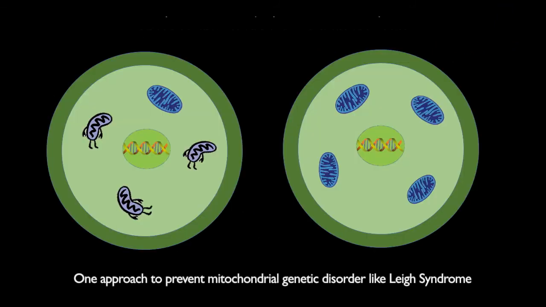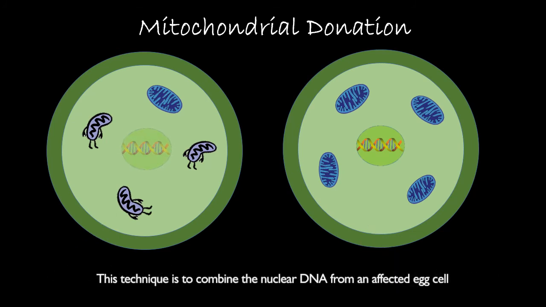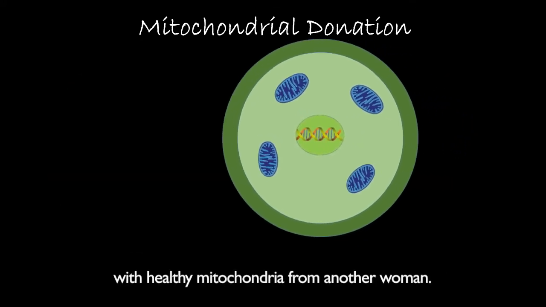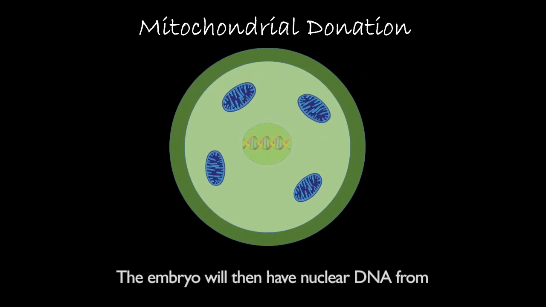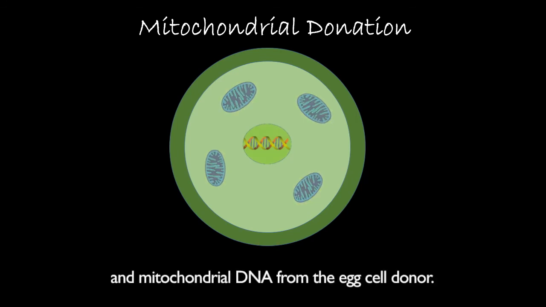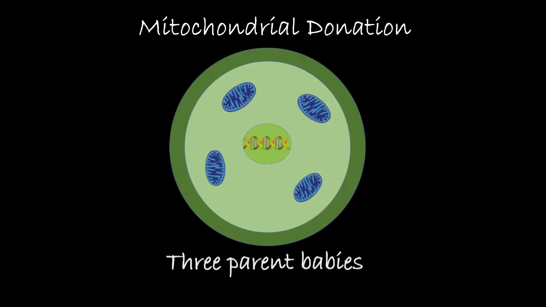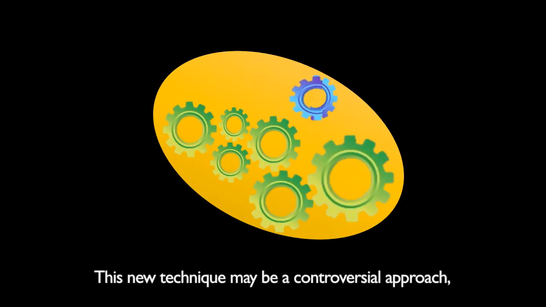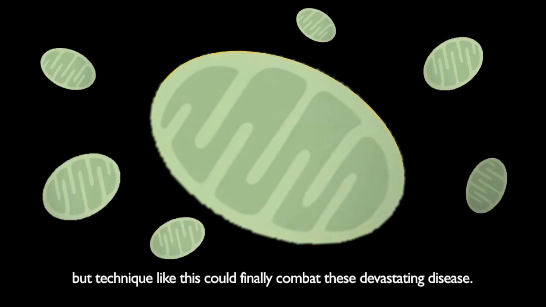One approach to prevent mitochondrial genetic disorders like Leigh syndrome is called mitochondrial donation. This technique is to combine the nuclear DNA from an affected egg cell with healthy mitochondria from another woman. The embryo will then have nuclear DNA from the original mother and father, and mitochondrial DNA from the egg cell donor. Such potential infants are called three-parent babies. This new technique may be a controversial approach, but techniques like this could finally combat this devastating disease.